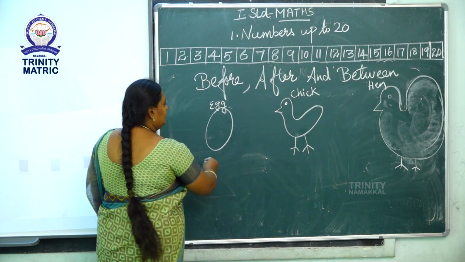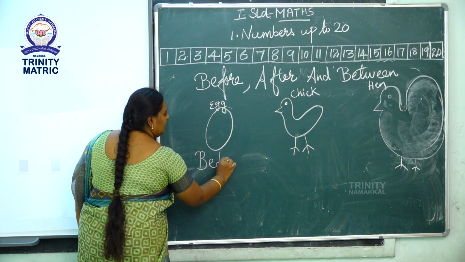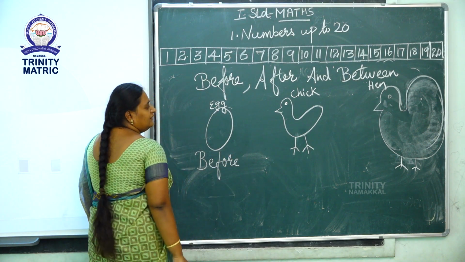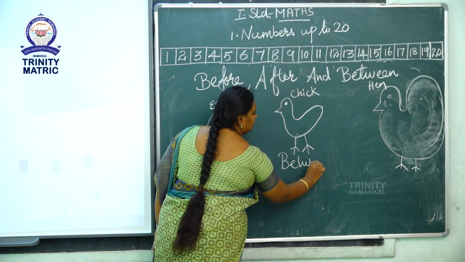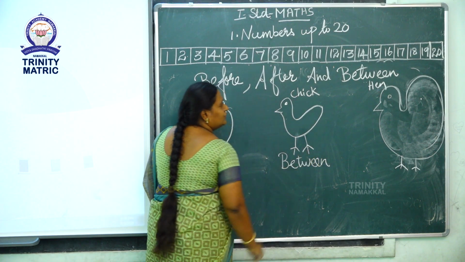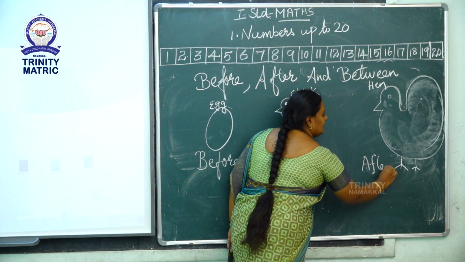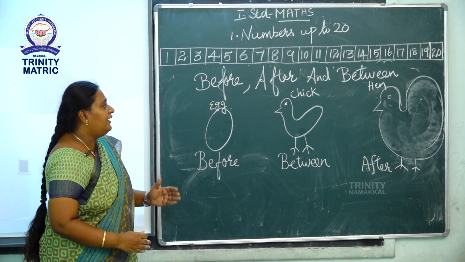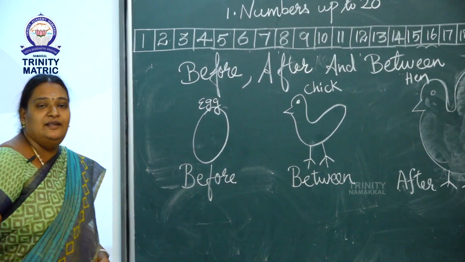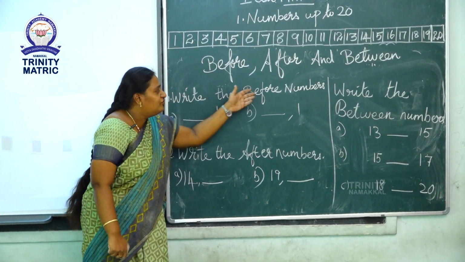Okay. So this one is before. What is in between? Chick is between. So what is hen? After. So first egg will come, then in between it is chick, and after that we have hen. Okay. So see children, write the before numbers.